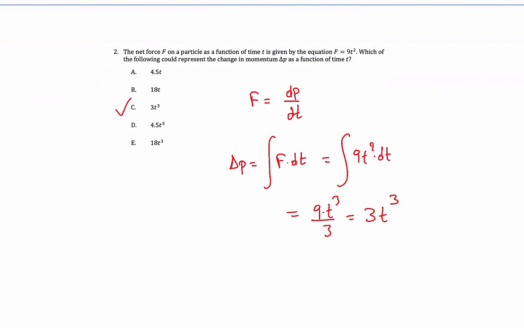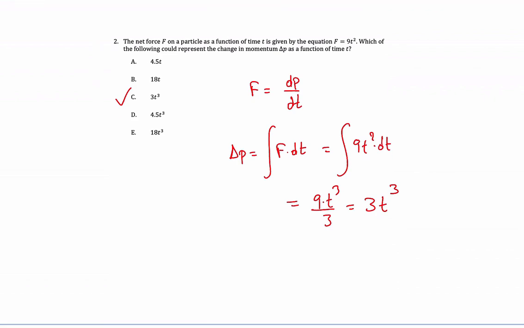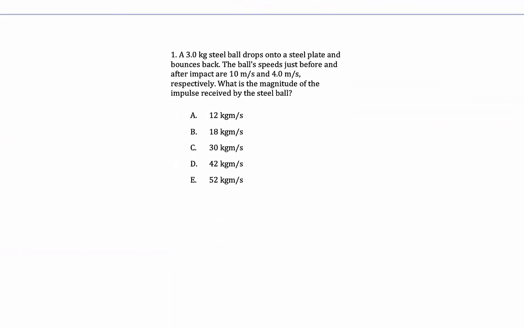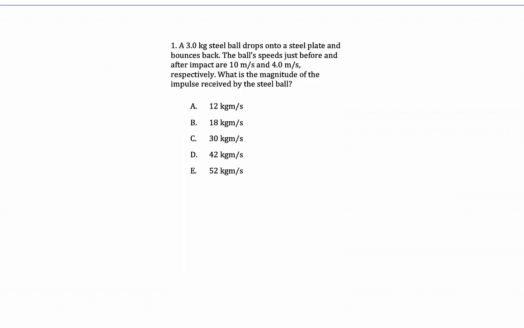Again, if I'm solving this too fast, please feel free to pause at any stage to read the question a little bit more carefully. Also, what we have here is a mass, and the ball is dropped onto a steel plate and it bounces back. The initial velocity is 10 meters per second, and the final velocity is 4 meters per second. But since the ball bounces back, we consider the second velocity negative.